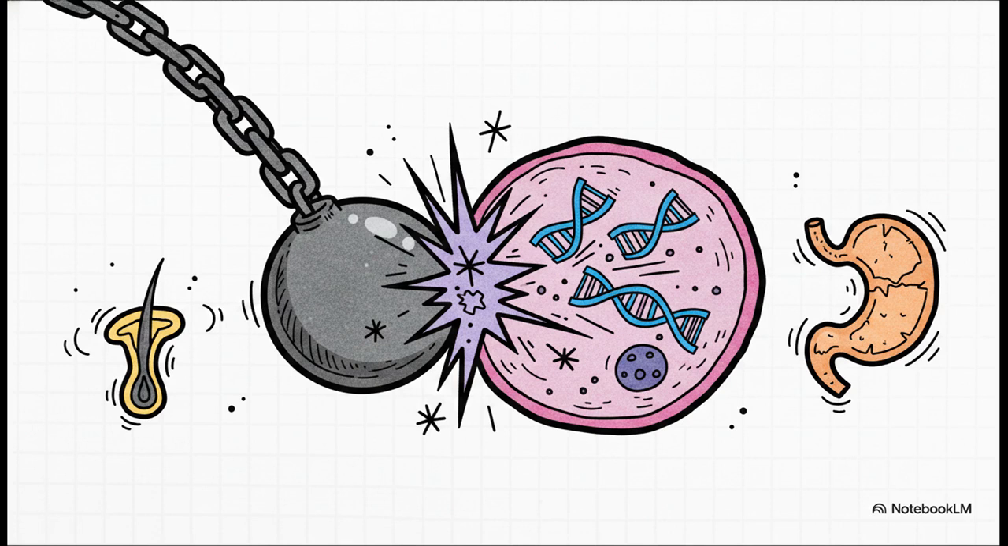But here's the catch, and we all know it. These drugs are blunt instruments. They also hit perfectly healthy, fast-growing cells, like our hair follicles and the lining of our stomach, which is exactly what causes those severe, well-known side effects.